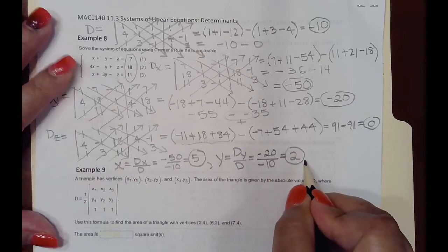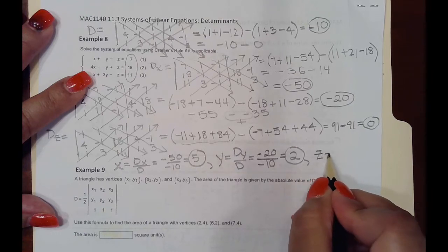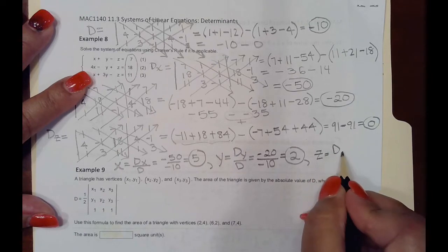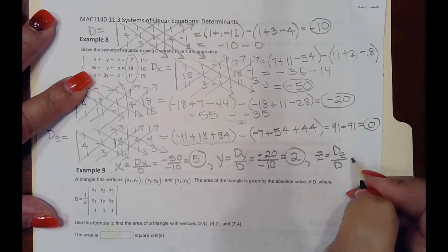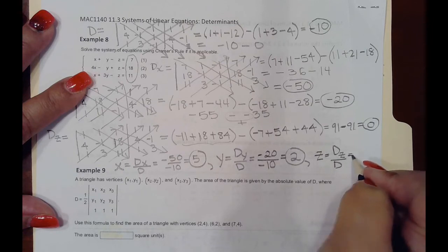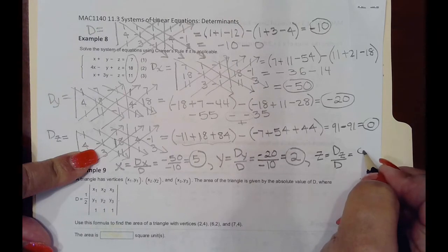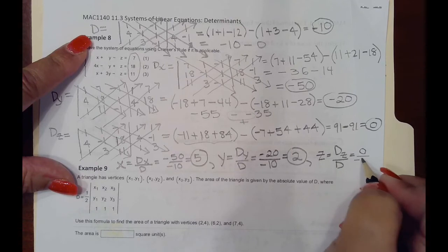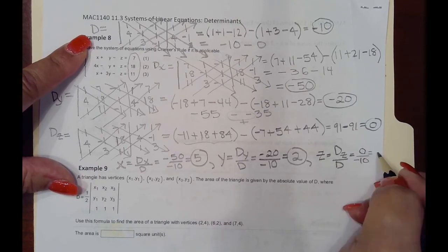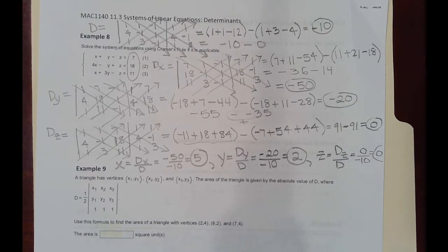Now we have y. And then for z, it's going to be the d sub z determinant value divided by the main determinant value. So d sub z turned out to be 0. Regardless of what the determinant value is, it's going to be 0. So this is equal to 0. Okay, so we finally have all of our solutions for x, y, and z.